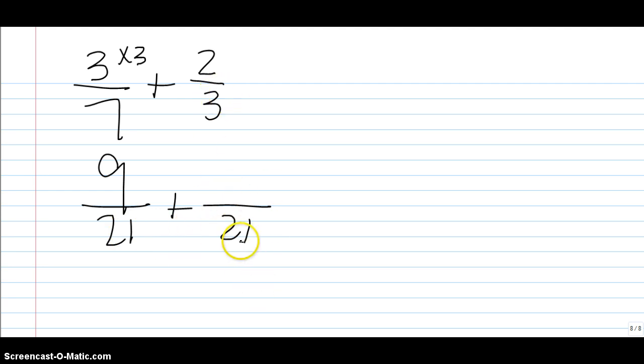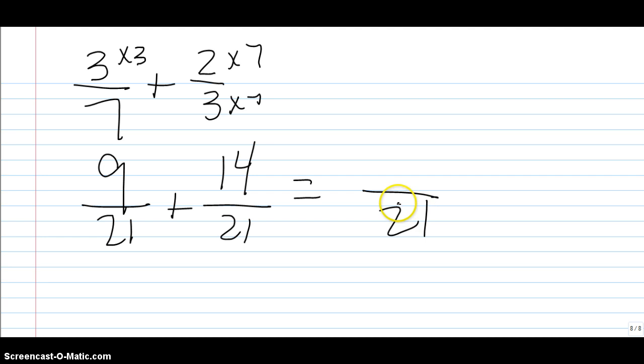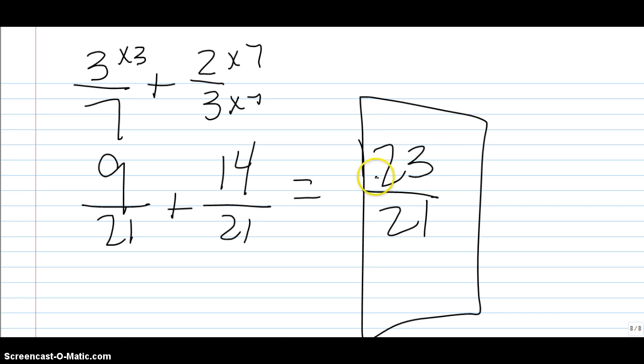3 times what number is 21? That'll be 7. So 2 times 7 will give you 14. And so now we have the same denominator, which is 21 on the bottom, which is what we wanted. Now we add 14 and 9 together and we get 23. So your final answer here would be 23 over 21.